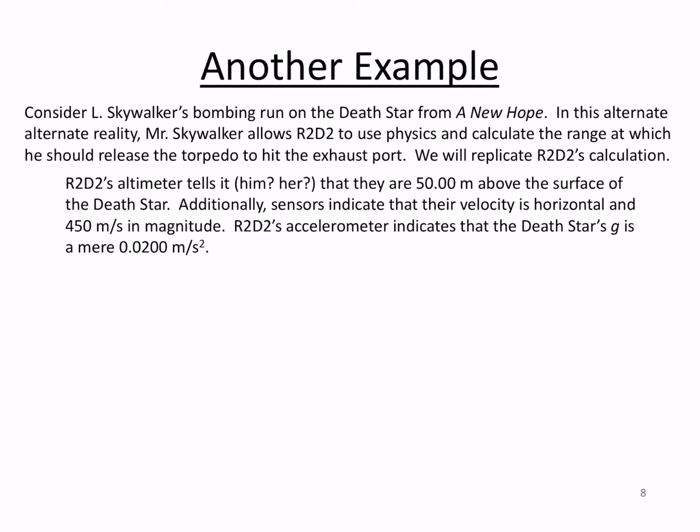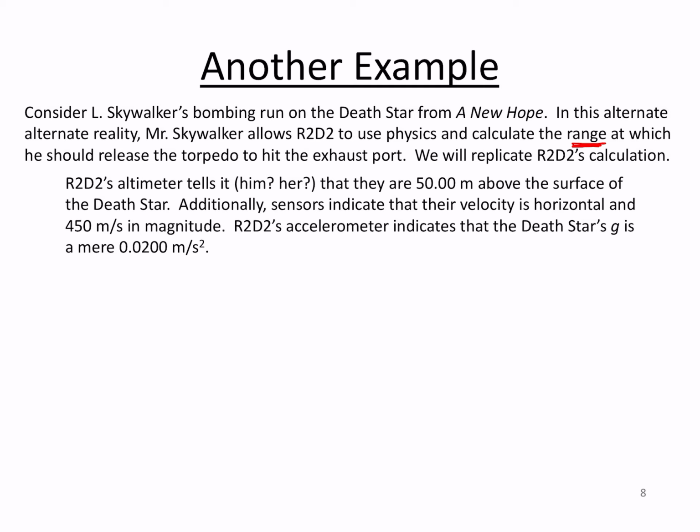Welcome back, and here we're going to consider another problem where we're looking for a range, okay? And in this case, we're looking for the range from the exhaust port of the Death Star that R2-D2 is going to calculate for releasing the bomb. So the bomb will just go right into the exhaust port and blow up the Death Star, and everybody will be happy. Okay. Now, obviously, Luke Skywalker uses the Force in the first version of this alternate reality, but this is physics class, so physics it is.